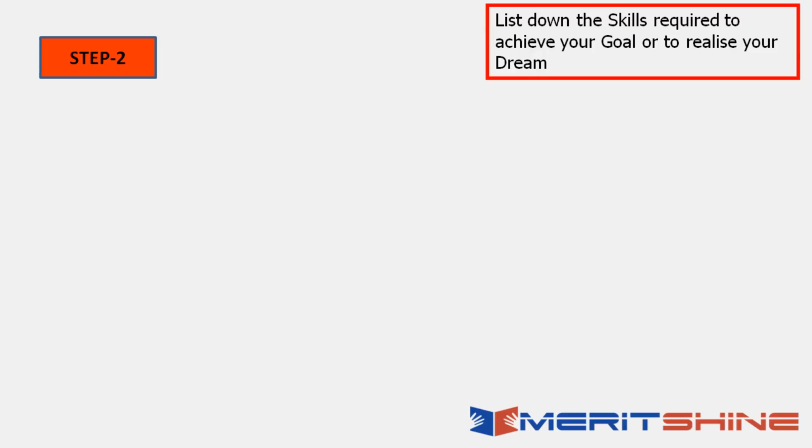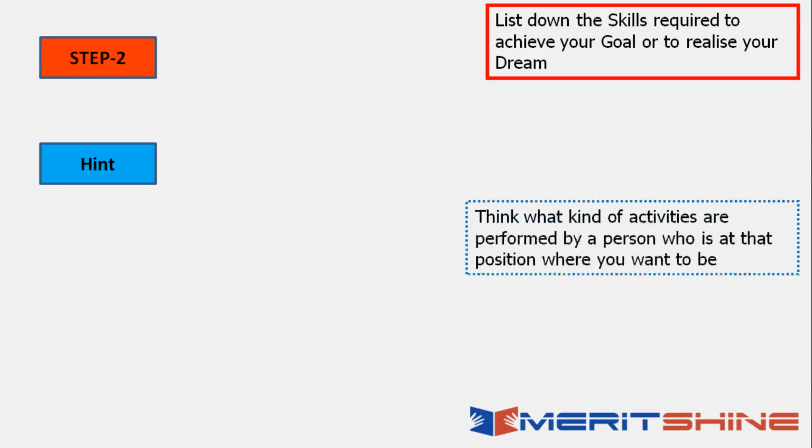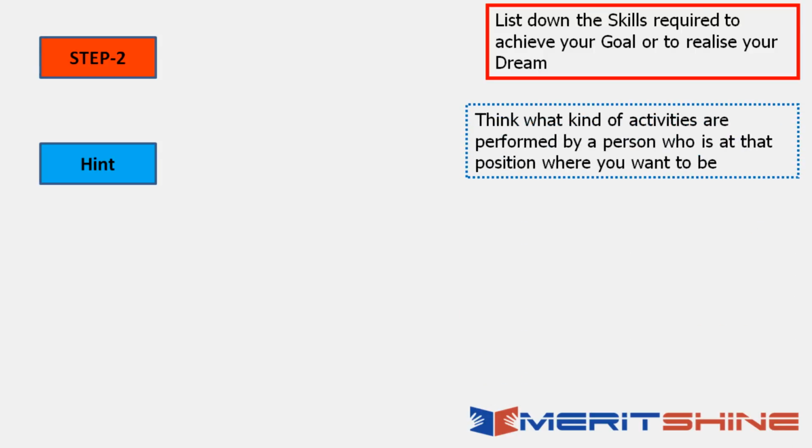Now let us see what she does when I give her step 2. Step 2, CJ, list down the skills required to achieve your goal or to realize your dream. This is your task. Now, I will give you a hint also, CJ. You can think of those kinds of activities which are performed by a person who is at that position where you want to be. Okay, so now it's time for your response. Let's see, friends, whether CJ is able to frame a response out of it.